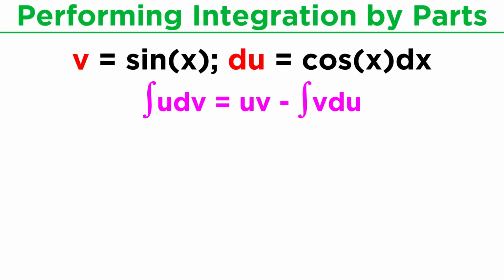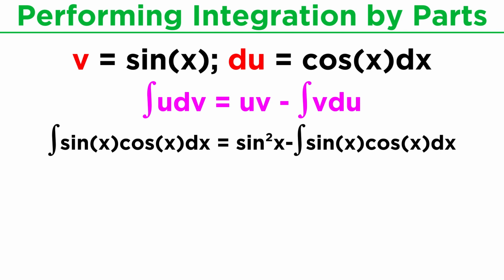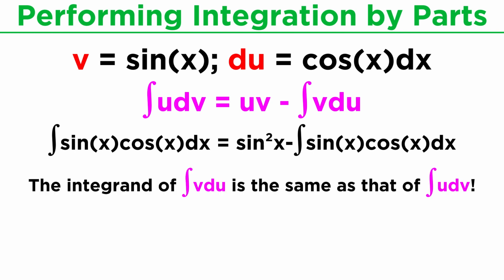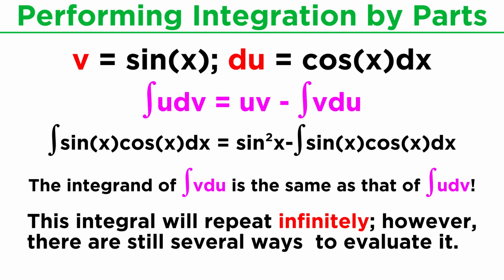Now, by using the rule that the antiderivative of u dv is equal to uv minus the antiderivative of v du, we derive that the antiderivative of sine x times cosine x is equal to sine squared x minus the antiderivative of the sine x times cosine x. We now derive that the integrand of v du is the same as that of u dv. This integral will repeat infinitely.